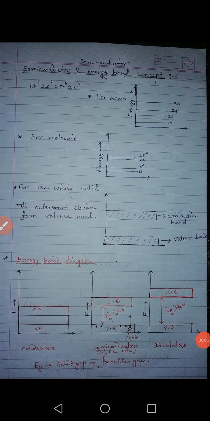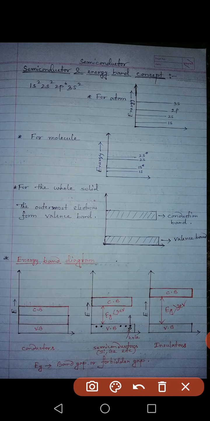Now in the case of insulators, the energy gap between the valence band and conduction band is more than 3 electron volt, which is very difficult to achieve. If it is more than 3 electron volt, the energy supplied has to be very large to convert an insulator into a conductor.